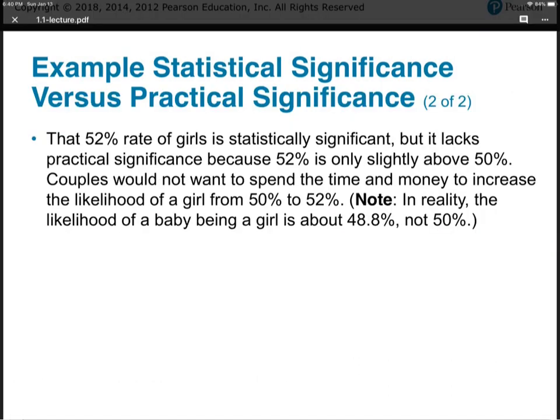Well, yeah, it's making girls more likely, but not much more likely. It's making girls 52% likely. That's only a little better. So it's not practically significant. Do you understand? Yeah, it works. It raises the chance of you having a girl. Actually, the chance of having a girl is 48.8%. That's the real number. Girls are less common than boys. Did you know that? Learned something today, huh?